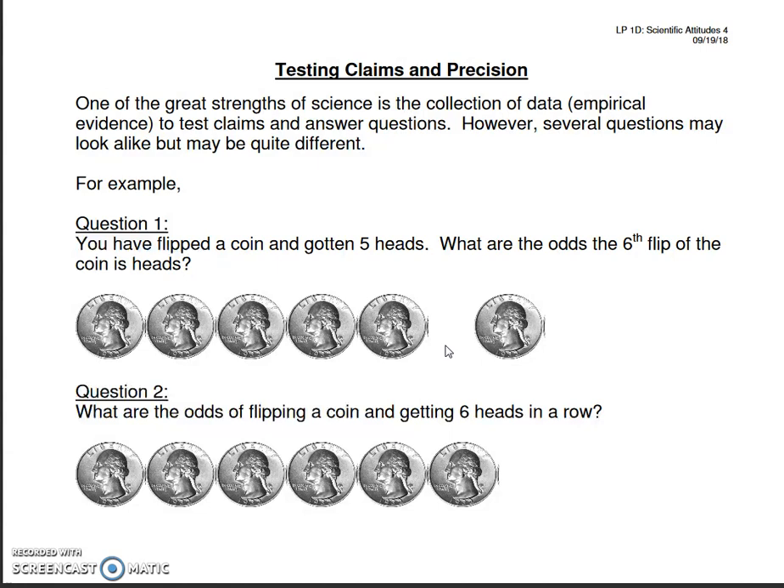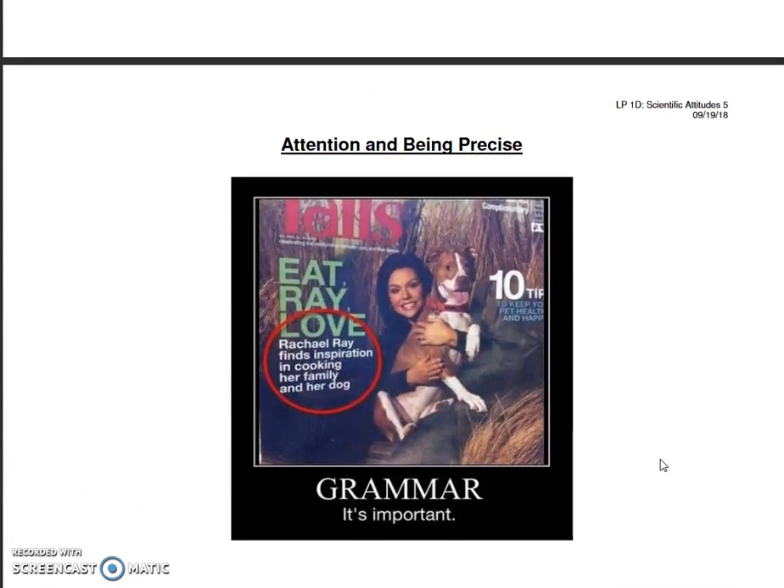So the answer to the first question is 50%. I'm just going to state that without proof. You can email me, talk about it, but the answer to the first question is 50%. What are the odds of flipping a coin and getting 6 heads in a row? It's 1 out of 64. Slightly different questions with different answers, but on the surface, they are very similar. Again, being precise is important, and looking at nuance is important.